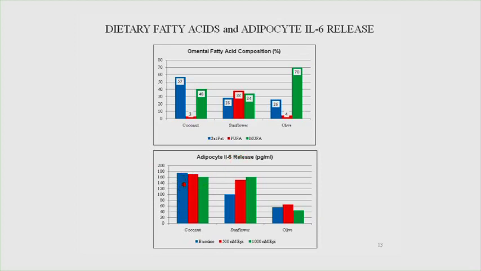So now let's look at release of IL-6 from visceral fat cells, adipocytes, in the animals fed coconut oil. At rest, it's pretty high. You give them epinephrine, nothing happens. That's because it's already maxed out. You've stimulated the toll-like receptor. These cells are all in Th1 hyperdrive.